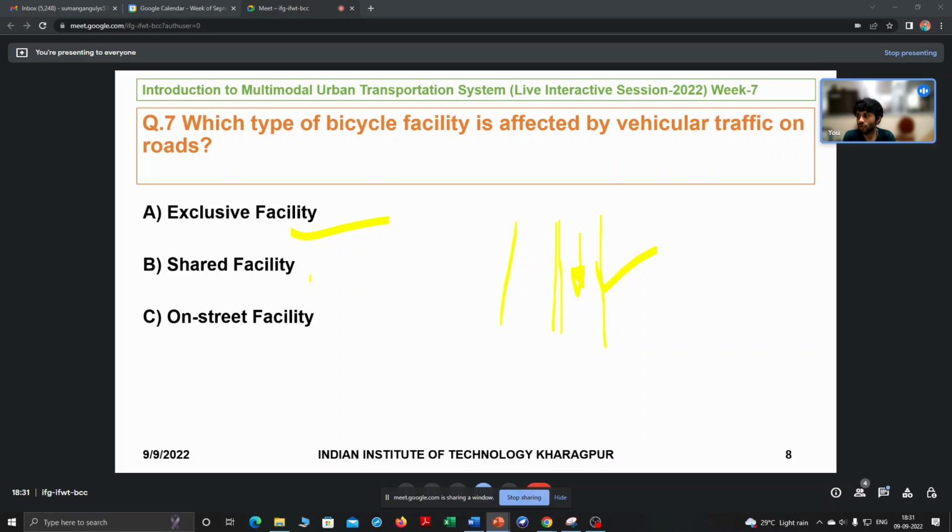So here also it could be on street, it could be off street shared facility. In case of off street it is segregated. In case of on street also, since there is a kind of marking, it is not directly affected by the vehicular traffic. It is just a segregated portion. So in case of on street, because the term is on street, it is saying that it is affected by the vehicular traffic itself, right? So actually C will be the answer.